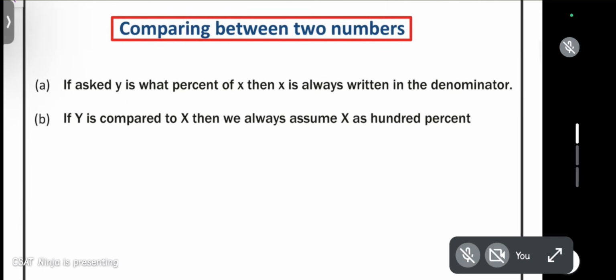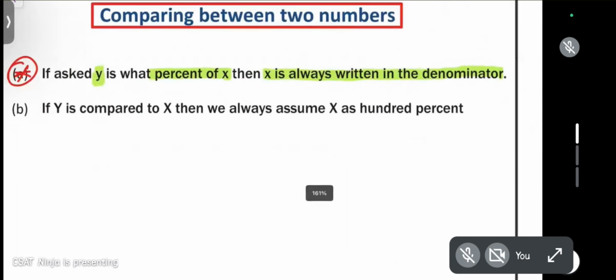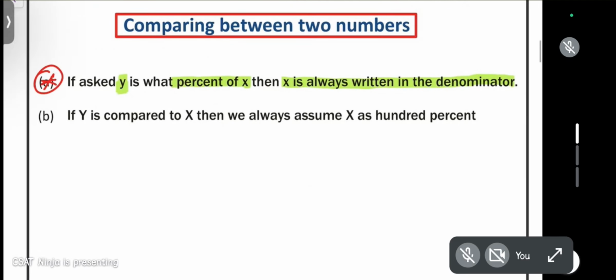Comparing between two numbers. When we compare two numbers in terms of percentage, this point is very much important, especially for DI. If asked y is what percent of x, then x is always written in the denominator. I'll take a simple example. Let's say 25 is what percent of 200?